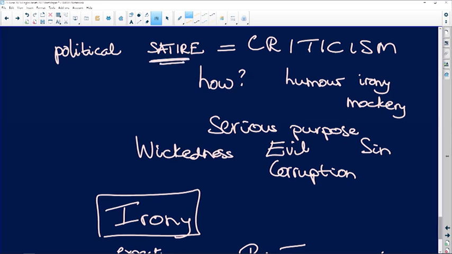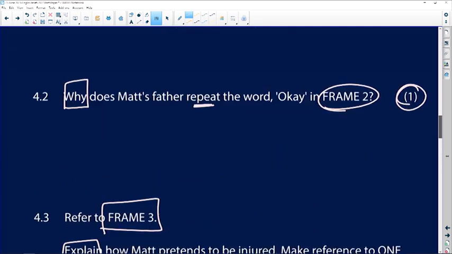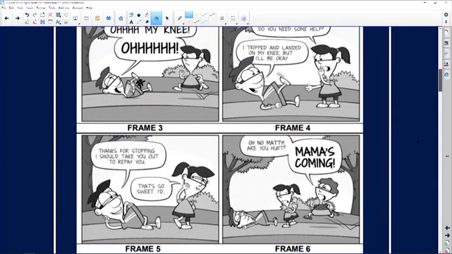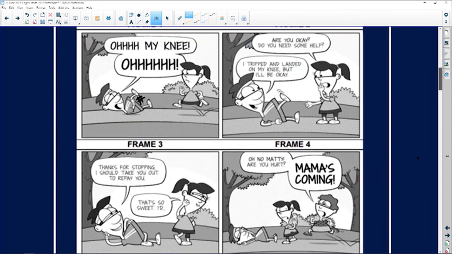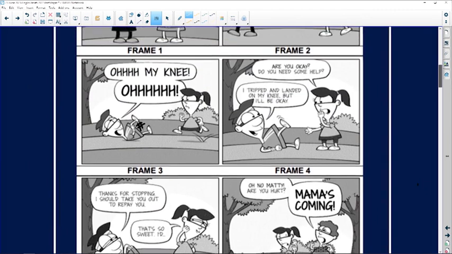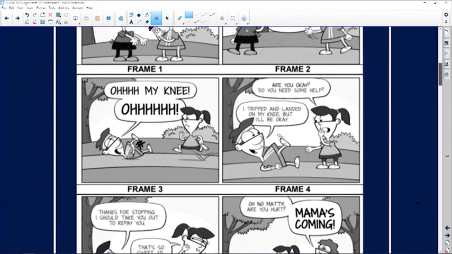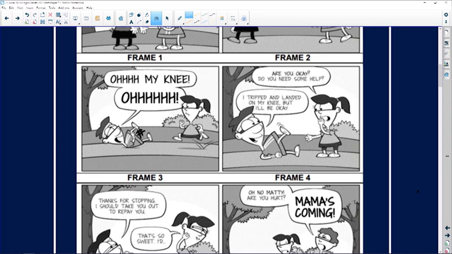I don't think that the cartoonist is satirizing these people. They're not going, look how foolish and stupid he is. Look at how hypocritical and disgraceful, and he's lying to the girl. It's a lot more gentle than that.